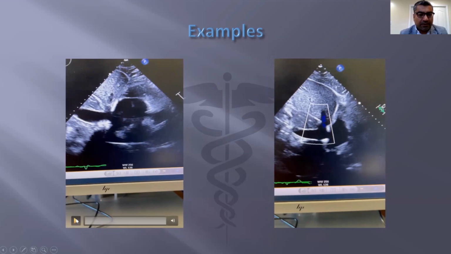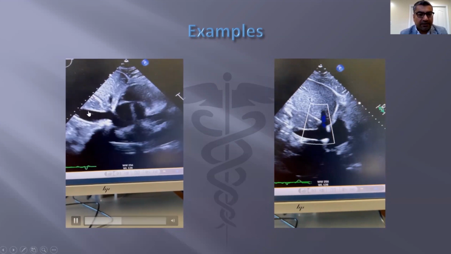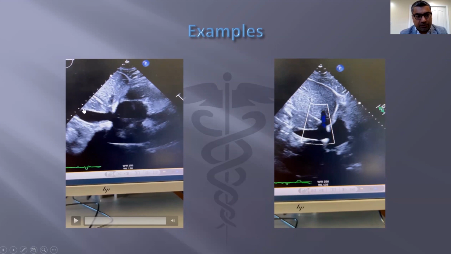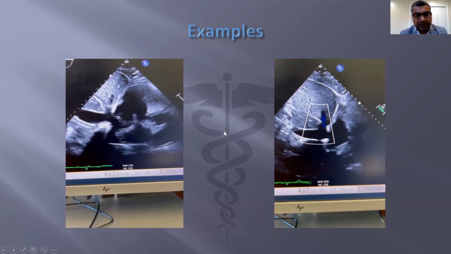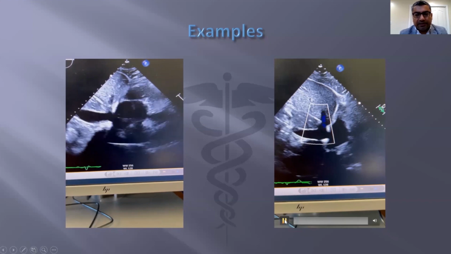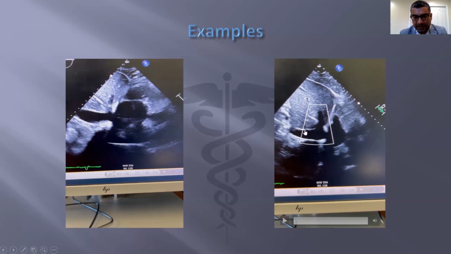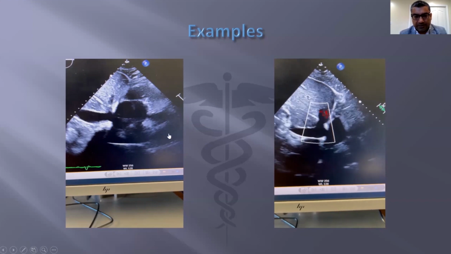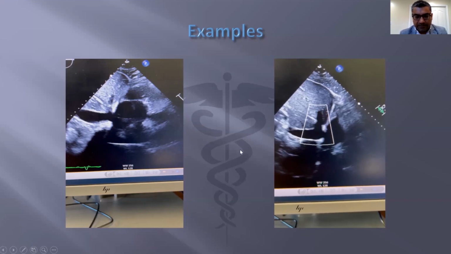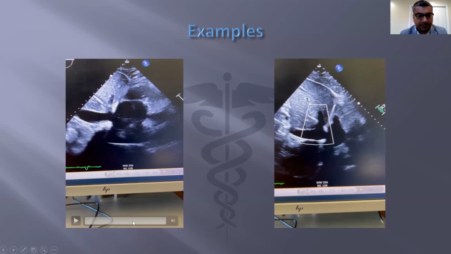Now, this is an example of IVC where, if you see this 2, it's 2.1, and it does collapse almost 50%. And this one is similar, just with a color flow here. Here the IVC is normal, but it's not collapsing. This one has a big IVC, which collapses normally. This one is a normal IVC, but does not collapse at all. So both of these are 8. Both of these mean high right atrial pressure.